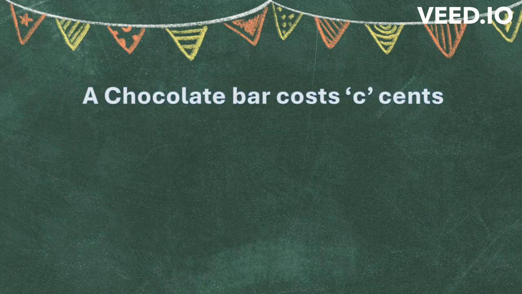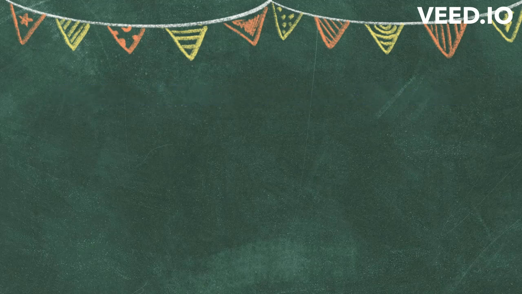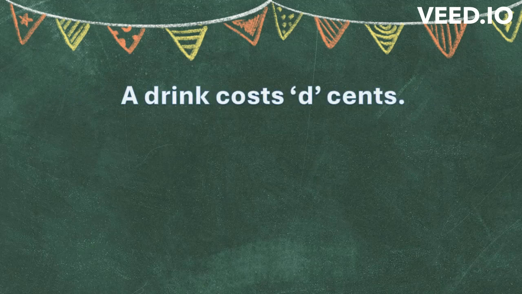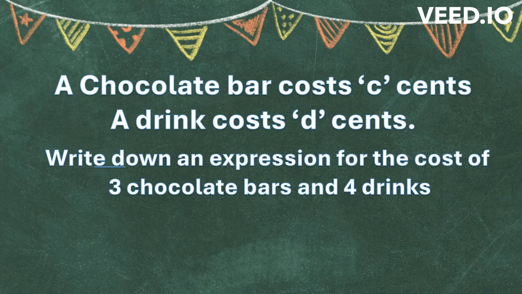A chocolate bar costs C cents. A drink costs D cents. Write down an expression for the cost of 3 chocolate bars and 4 drinks.